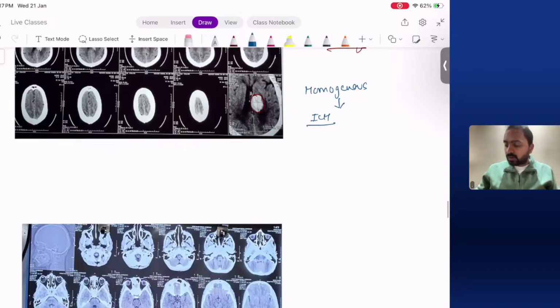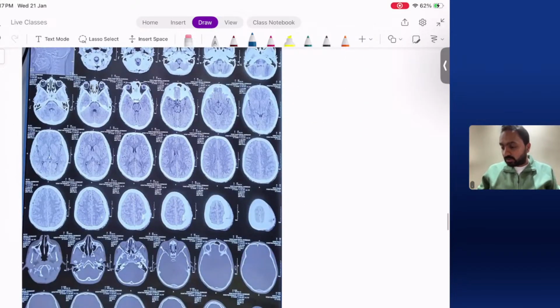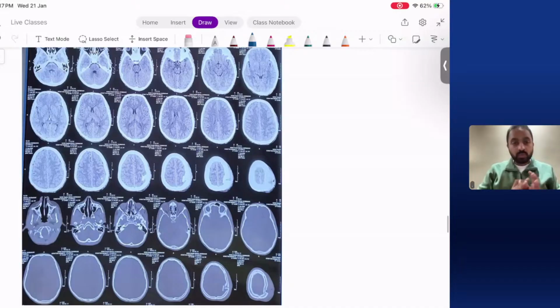Now moving on to the next. So what do we have over here? So if you look at the CT, we have something happening over here, right? So you can see there is some hyperdensity, right? You can see over here there is not a uniform bone margin present. You can see some part of the bone entering, right? So basically we are dealing over here with a depressed fracture.